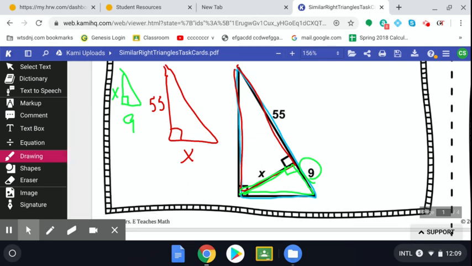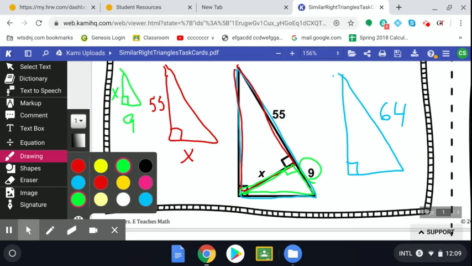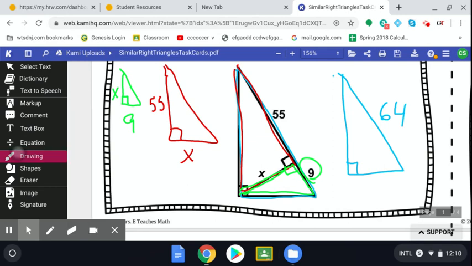for this one because I already have enough information in the green and the red that will allow me to solve for x. But let's just draw the blue one here anyhow. And then you'd get 55 plus 9, which would be 64. 64 is the hypotenuse. And there's nothing else I have. So obviously in this case, I have to use the green and the red, set up your proportion, and simply say that x over 9 is equal to 55 over x.